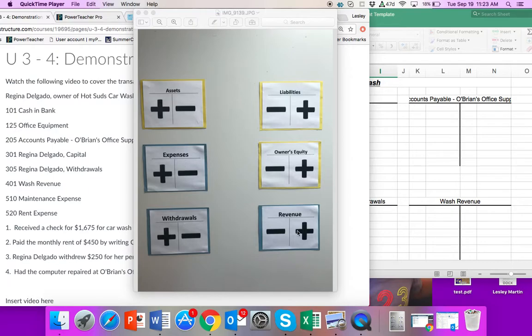Okay, so again, these are our temporary accounts: expenses, withdrawals, and revenue. You'll notice over here I have assets, expenses, and withdrawals. They all increase on the debit. They all decrease on the credit. Liabilities, owner's equity, and revenue all increase on a credit and decrease on a debit.